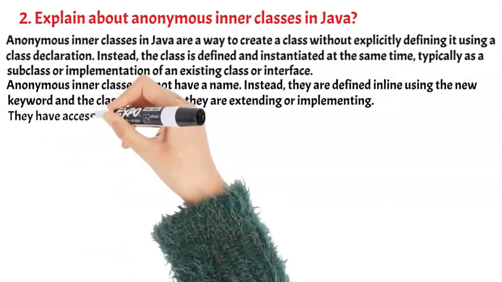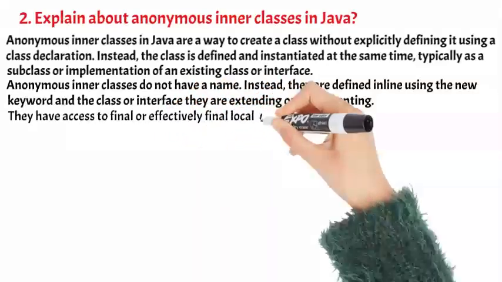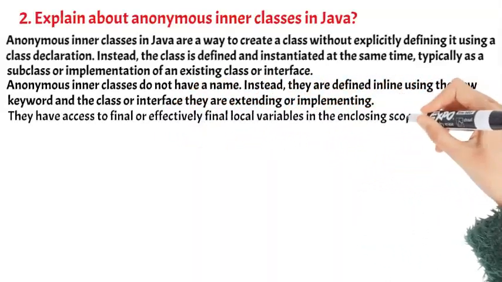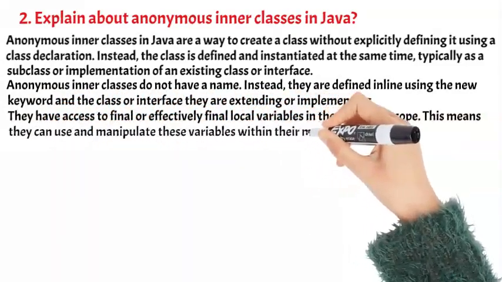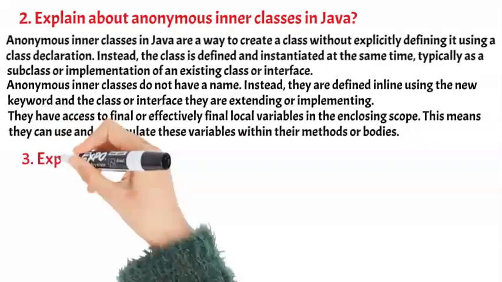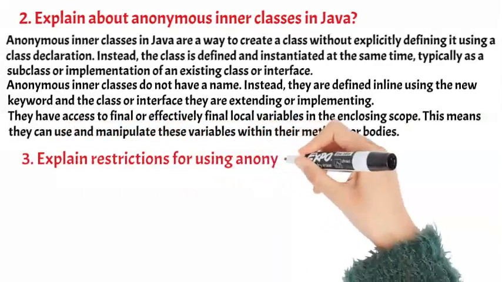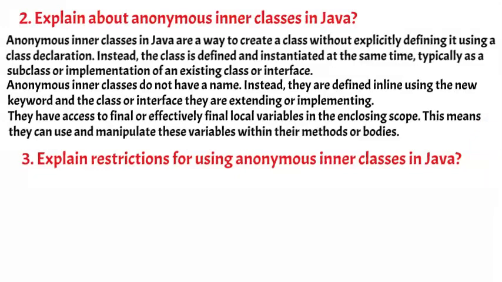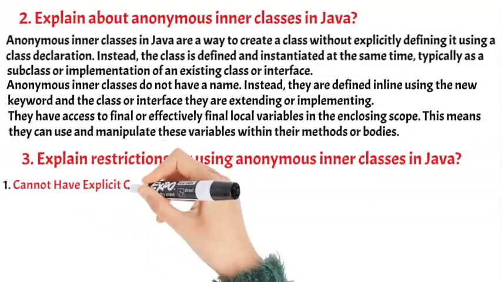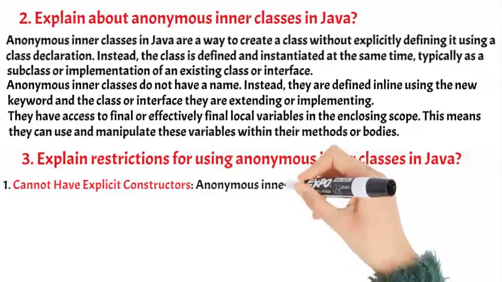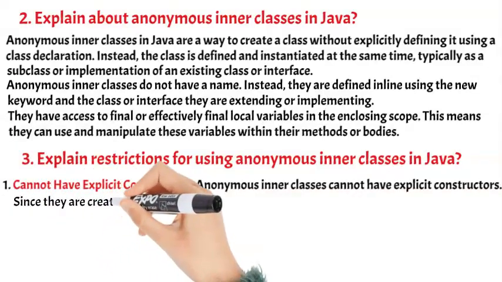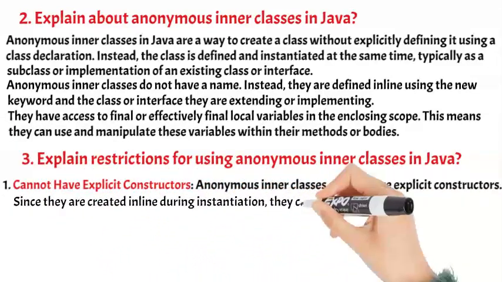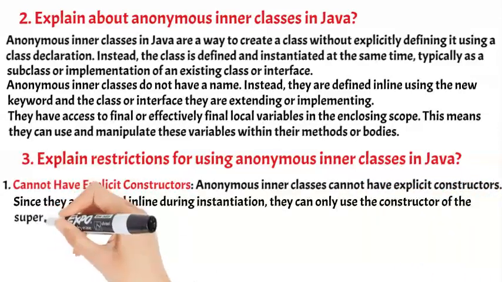They have access to final or effectively final local variables in the enclosing scope. This means they can use and manipulate these variables within their methods or bodies. 3. Explain restrictions for using anonymous inner classes in Java. 1. Cannot have explicit constructors. Anonymous inner classes cannot have explicit constructors. Since they are created inline during instantiation, they can only use the constructor of the superclass or interface they are extending or implementing.